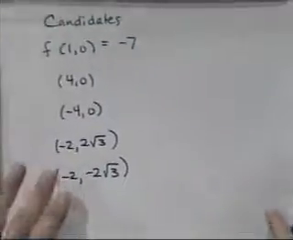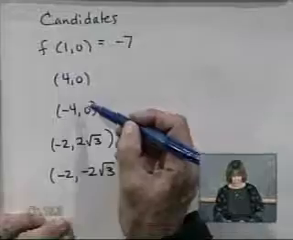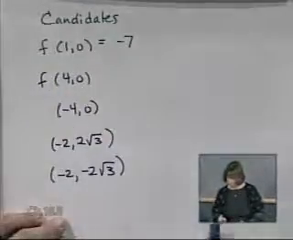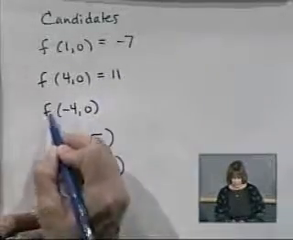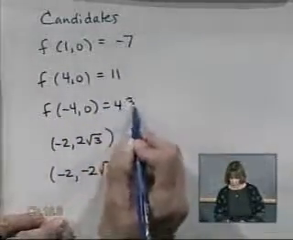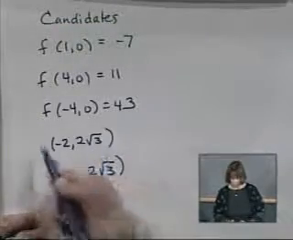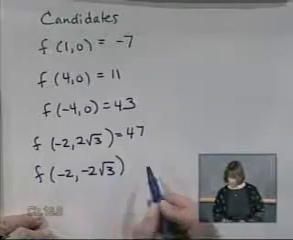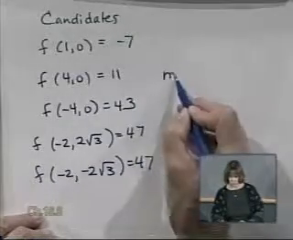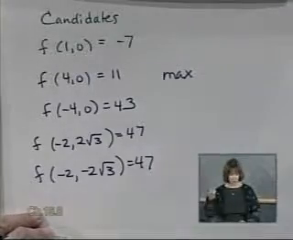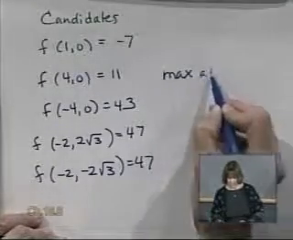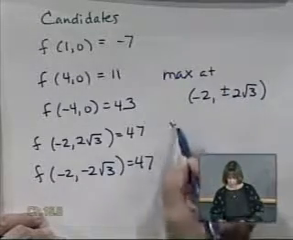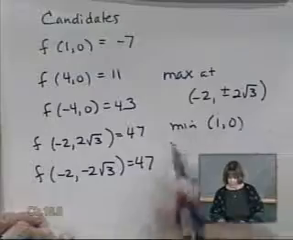And I took the liberty, just to save us some time, of plugging each of these points in instead of me turning on the calculator. So f of 4, 0 I found out was 11. F of negative 4, 0 was 43. F of negative 2, 2 root 3 was 47. And f of negative 2, negative 2 root 3 was 47. So therefore, subject to the constraint that we're on that circle, this function has a max at negative 2, comma, plus or minus 2 root 3, and a min at 4, 0.